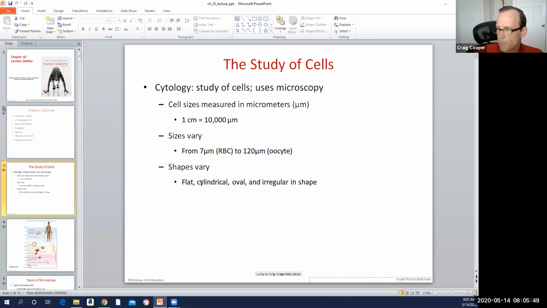We do have lots of different shapes. The classic cell is always pictured as being a little sphere, but it does depend on where that cell is located and what its function is.